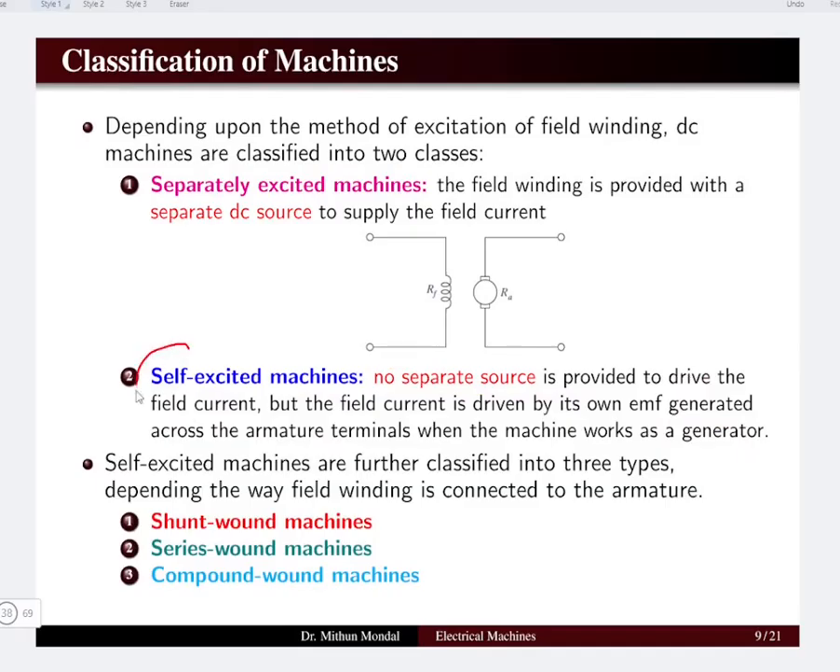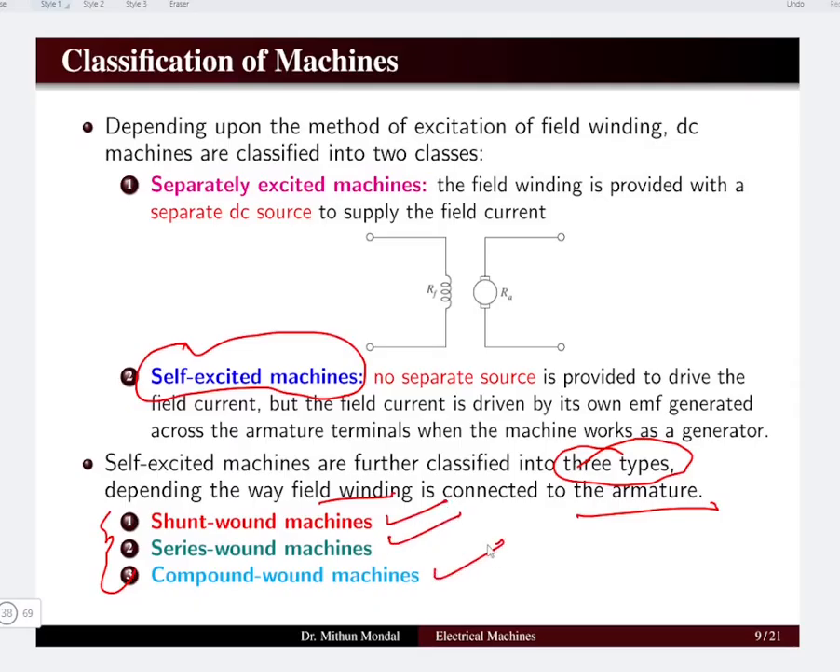So the self-excited machines are again further subdivided into 3 types depending upon the way the field winding is connected to the armature. So these are the 3 types: shunt wound machine, series wound machine, and compound wound machine. So 2 basic classifications of the machines are separately excited and self-excited, depending upon whether the DC source is present or not. And in the self-excited machine, the machines will be divided into shunt. Shunt means parallel. We have a series wound machine and compound wound machine. Why compound?